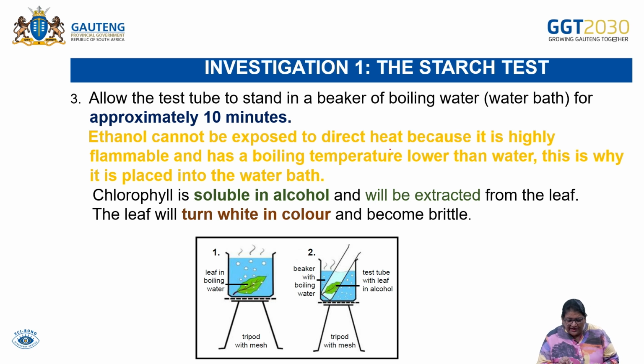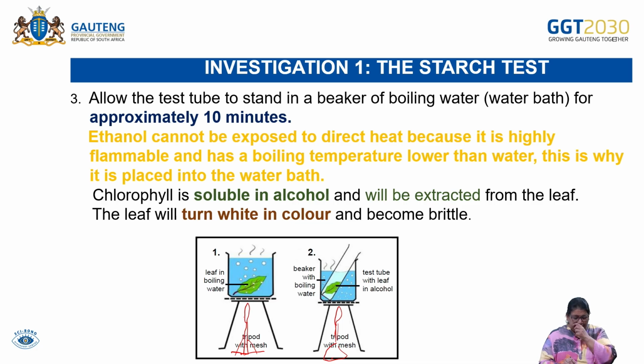Ethanol cannot be exposed to direct heat because it's highly flammable, as I've indicated, and it has a boiling temperature lower than water, which is 75 degrees Celsius. This is why it's placed in a water bath. There will be a question: why can a test tube of ethanol not be placed directly over an open heat? Remember, what's missing here now is a flame. You're going to put a Bunsen burner. Here's a Bunsen burner. So here's the flame. It's got a little lamp there with some methylated spirit, and that's called a Bunsen burner.